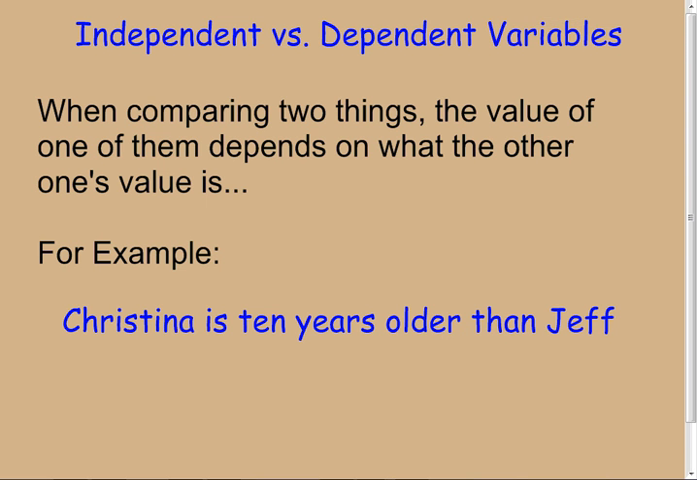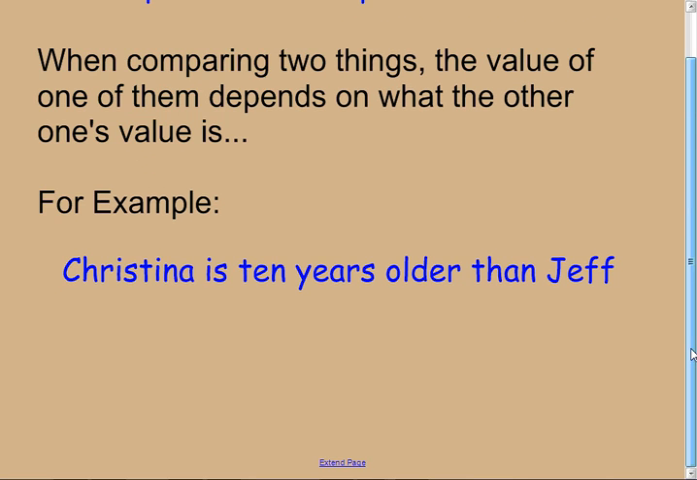Writing algebraic expressions and equations from English. Now, here I'm going to have two different letters. When comparing two things, the value of one of them depends on the value of the other. Like Christina is 10 years older than Jeff. We do this a lot when we do systems of equations.